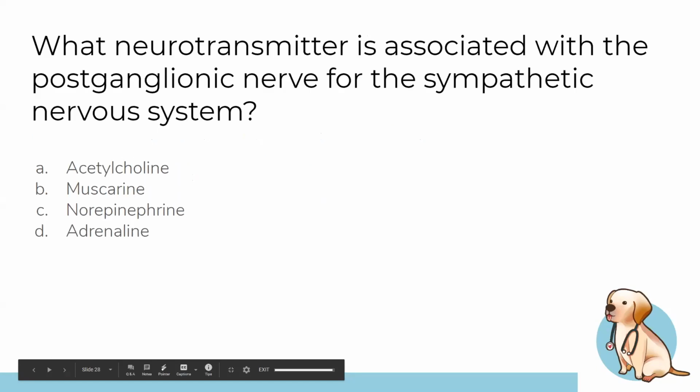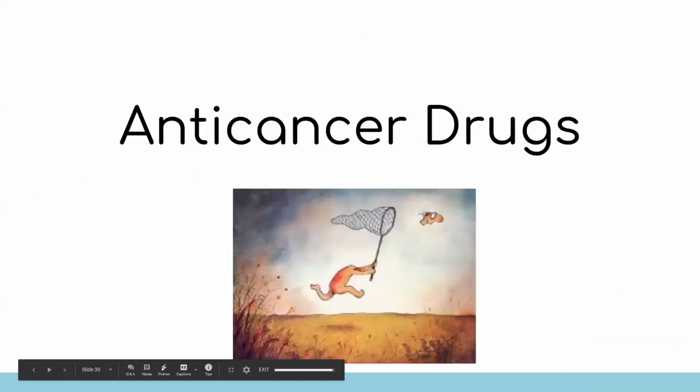And one more question. What neurotransmitter is associated with the postganglionic nerve for the sympathetic nervous system? The answer is noradrenaline. That's just something you're going to have to remember. And now on to anti-cancer drugs with Stella.